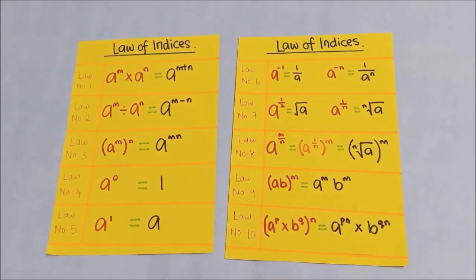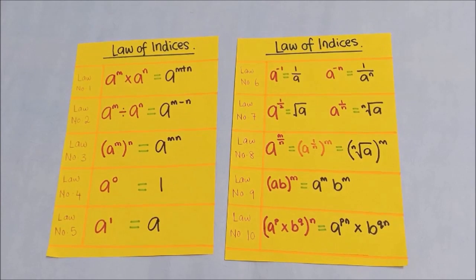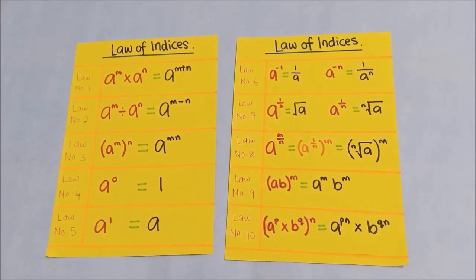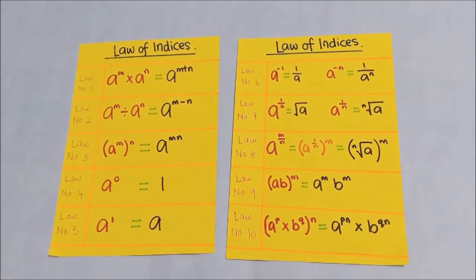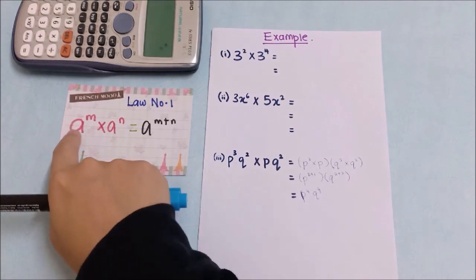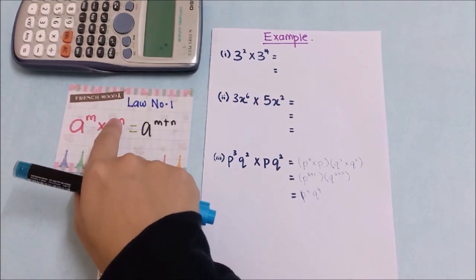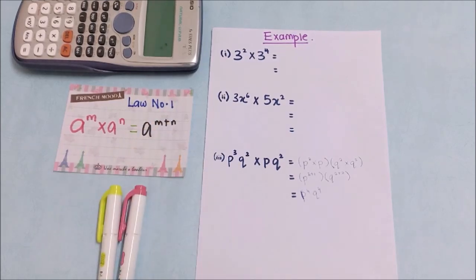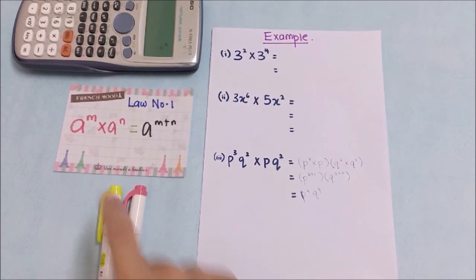Next, as you can see, there are 10 laws of indices. Now, let's go one by one to see the example of a few questions in each law. For law number 1, a to the power of m times a to the power of n equals a to the power of m plus n, which means the number in the index form can be simplified by adding the power since the base is the same.